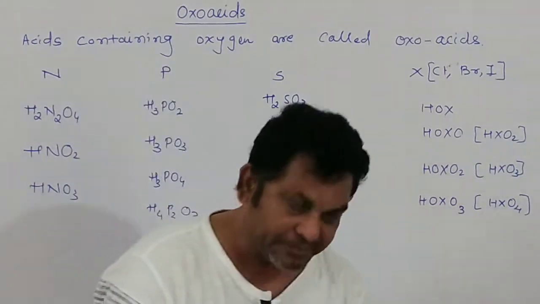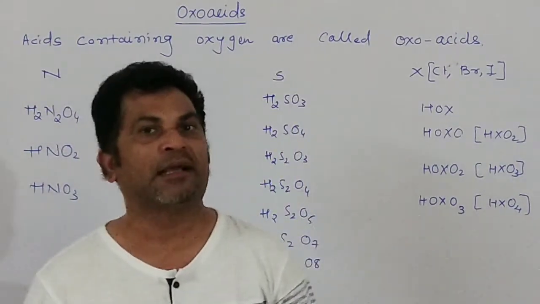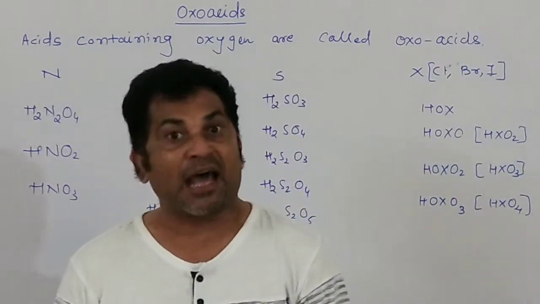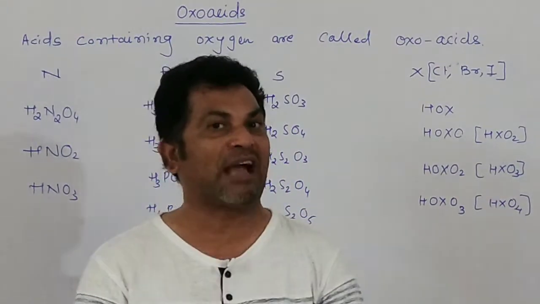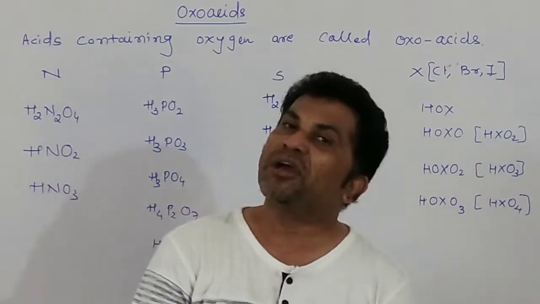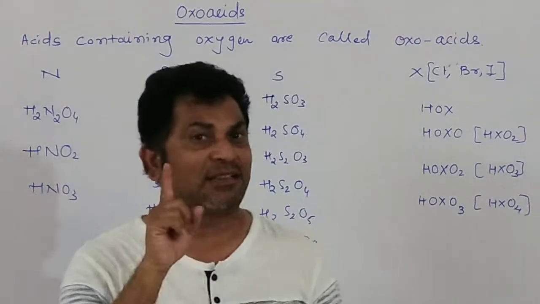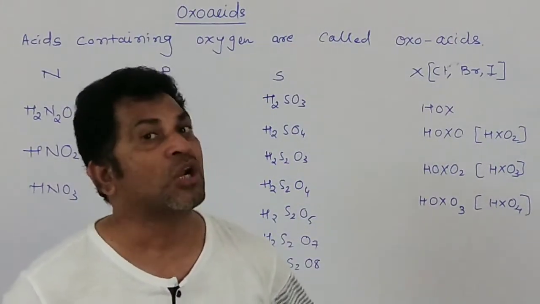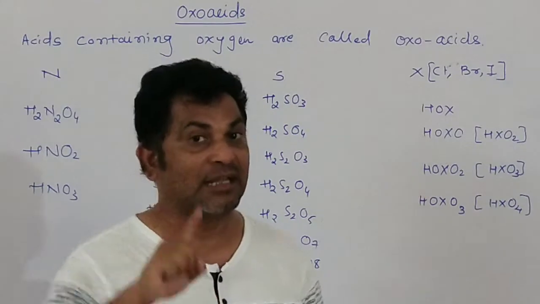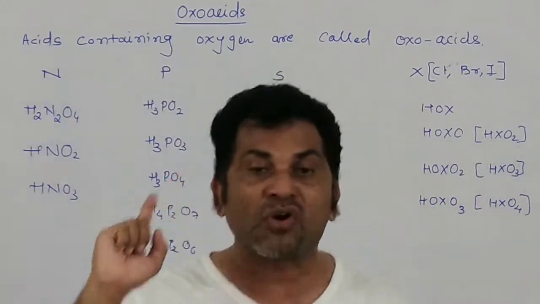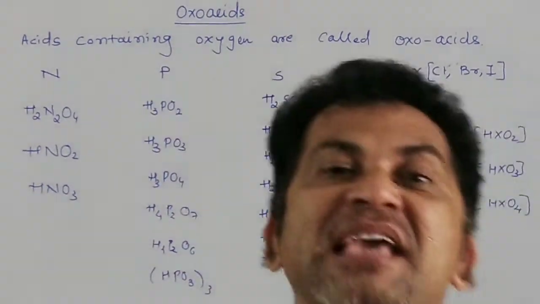Okay. Now the interesting topic. These oxo acids have an OH bond in their group. Which bond? OH bond. And that's why these oxo acids are not protic acids. They are hydroxy acids or basic acids.